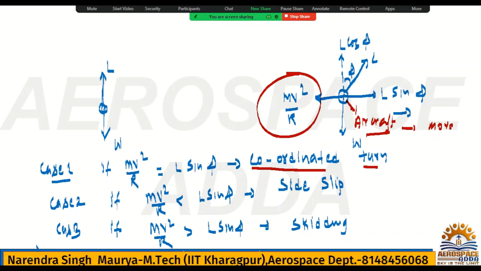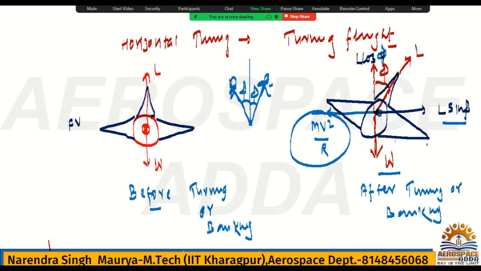Side slip means towards the center. Skidding means away from the center. Hope you understood this, right? These are the three different cases that you must know. Anyway, now we'll draw another diagram. This diagram I have told you is the front view. Now we'll try to understand this by top view.